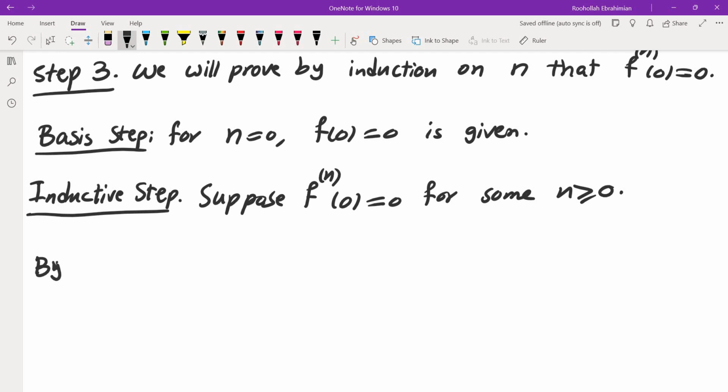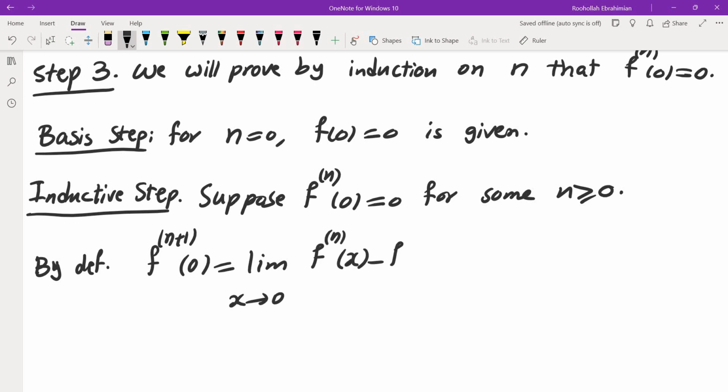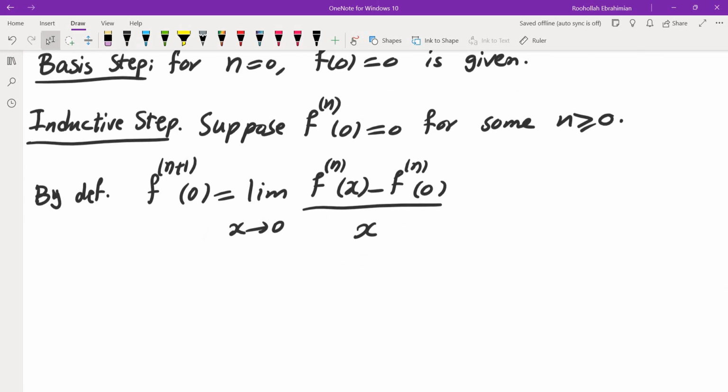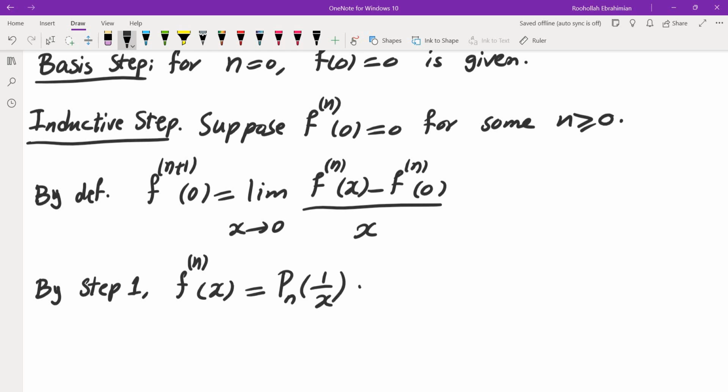By definition of derivative, f^(n+1) of 0 becomes the limit as x approaches 0 of f^(n) of x minus f^(n) of 0 over x. If you look at f^(n) of 0, that's just 0. And if you look at f^(n) of x, we know by step 1 what it is. By step 1, f^(n) of x is P_n of 1 over x times e to the negative 1 over x squared, for some polynomial P_n.